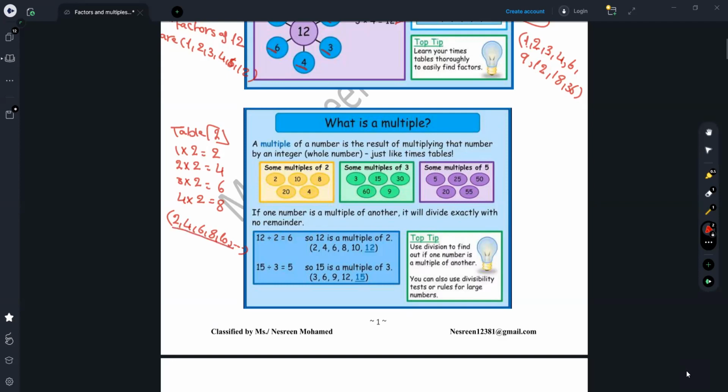Now for the multiples of 3, we will list table 3. 1 multiply 3 equals 3. 2 multiply 3 equals 6. 3 multiply 3 equals 9. 4 multiply 3 equals 12. So the multiples of 3 are 3, 6, 9, 12, and so on. Multiples of 2 are 2, 4, 6, 8, and 10.